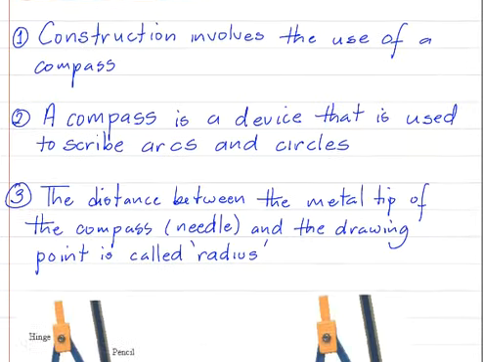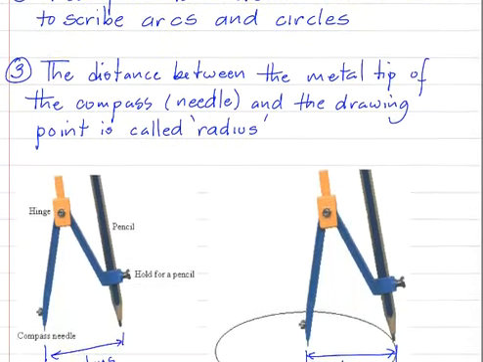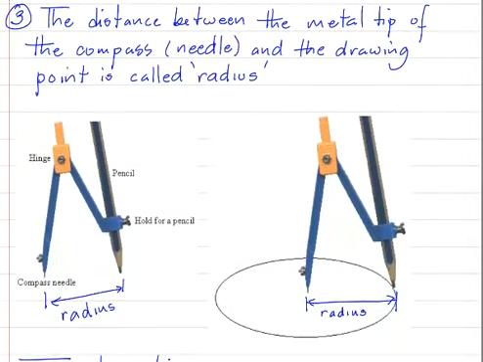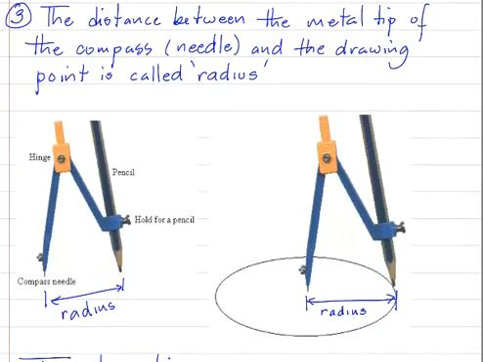Number 3, the distance between the metal tip or needle of the compass and the drawing point is called the radius. So here we have a little diagram. The diagram on the left, you have the compass needle or the metal tip, and you have the pencil point, and that distance there is called the radius.